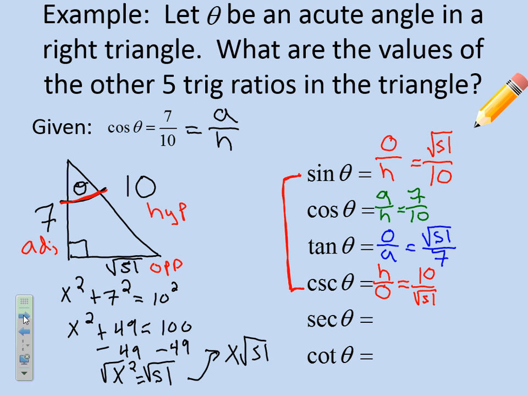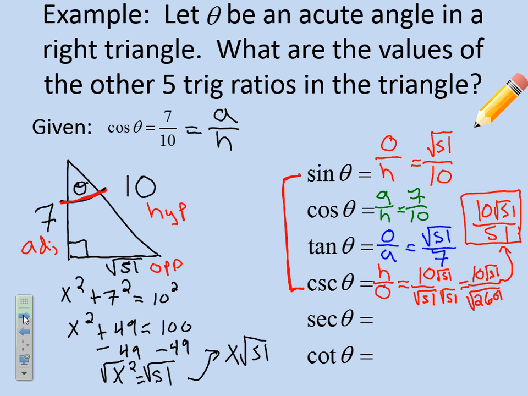But we're not done here because we can't have square roots on the bottom. So I'm going to multiply both the bottom and the top by the square root of 51. So I get 10 square roots of 51 all over the square root of 2,601. Now the square root of 2,601 is a perfect square. So I get 10 square roots of 51 all over 51. Alright, it's very important, ladies and gentlemen, we can't leave square roots in the bottom.